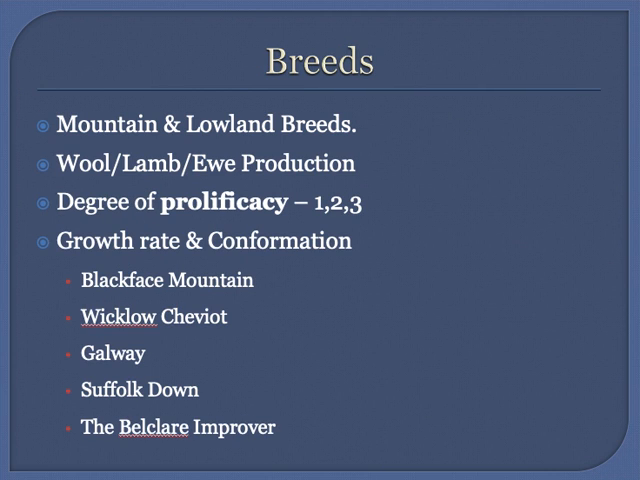Now, onto the breeds then. So with sheep, you'll have mountain breeds and lowland breeds. Generally, production tends to be for wool, lamb and ewe production. In Ireland, we are pretty much focused on the production of the lamb, the production of the meat. Then you also, when you're going to look at breeds, you will talk about the degree of prolificacy. So do they tend to have singles or twins or more? Optimum would be twins. Then you will also look at the growth rate and the conformation.